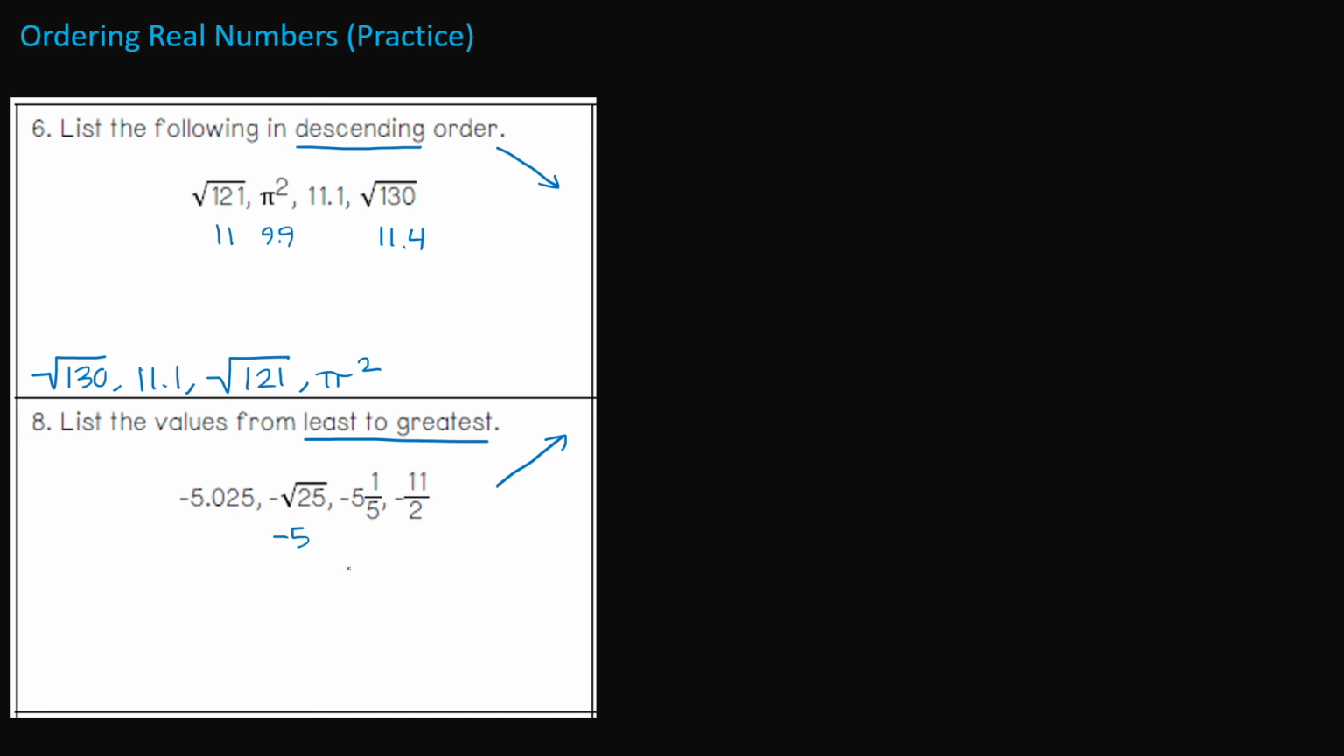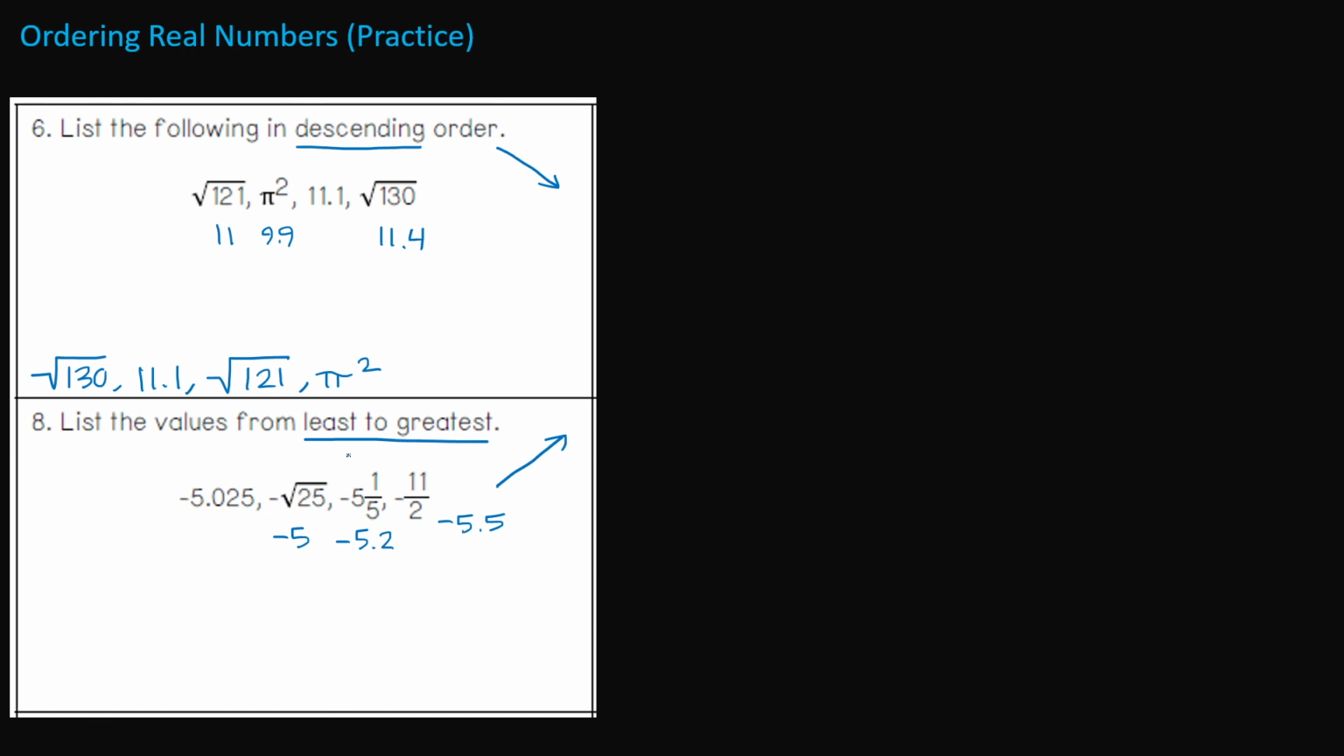This is negative 5. Negative 5 1/5. If I convert 1/5 to a decimal, if I divide 1 by 5, this would be negative 5.2. And negative 11 over 2. If I divide 11 by 2, I get 5.5, and this is negative 5.5.